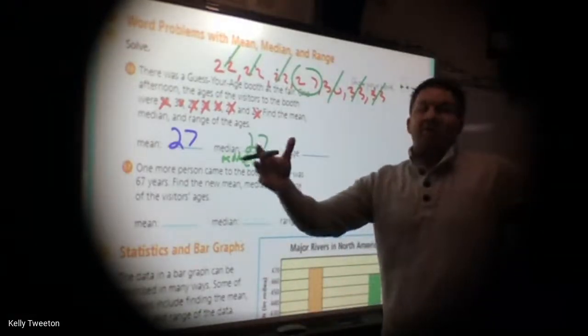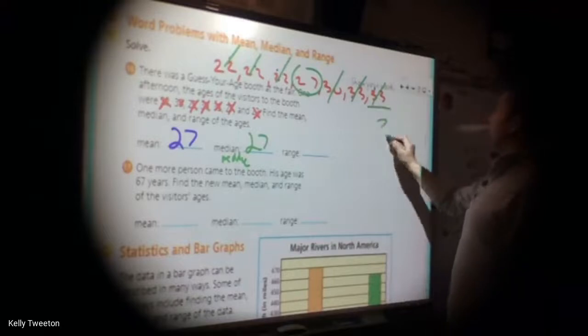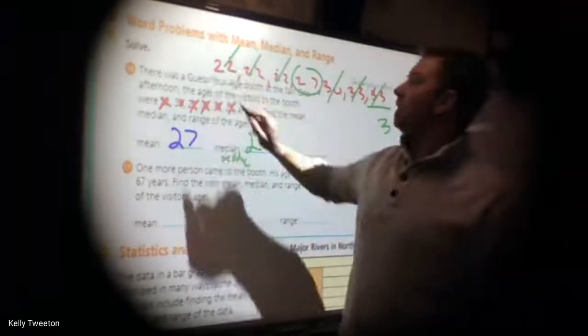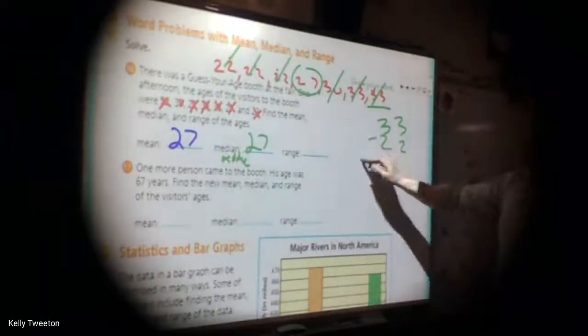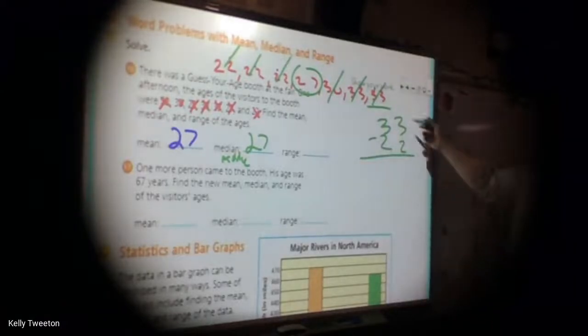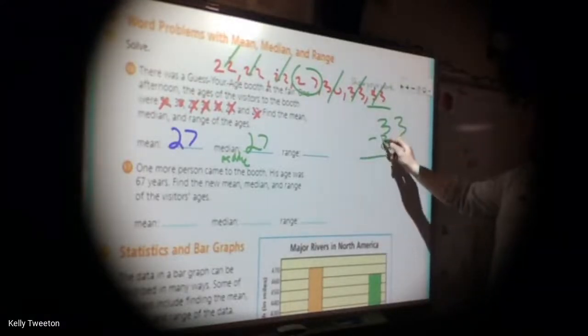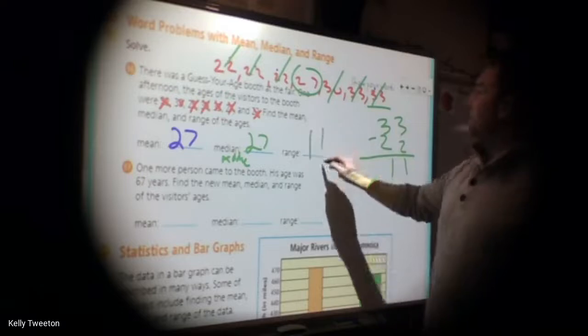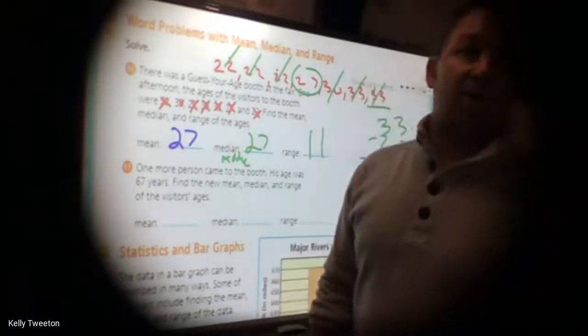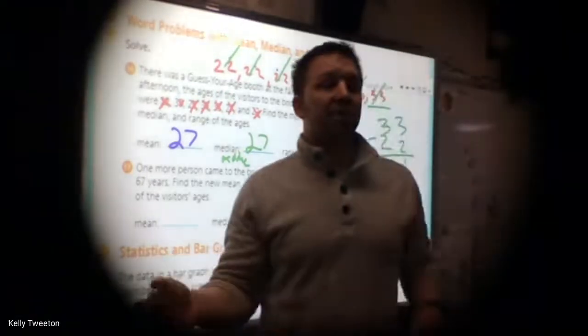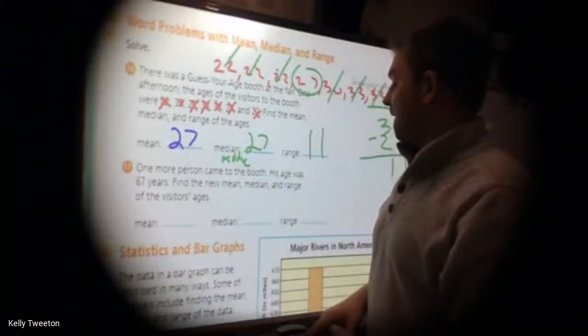And now range. How far do these numbers span? Look at your biggest, 33. Look at your smallest, 22, and subtract them. Pretty simple. 3 minus 2 is 1. 3 minus 2 is 1. The range is 11. Not a big range right there. Only 11-year difference from the youngest person to the oldest person that came to that booth.